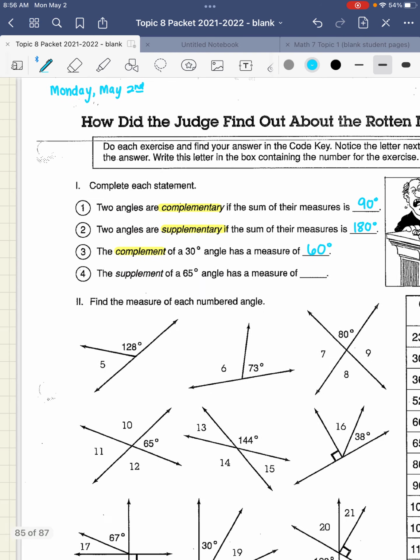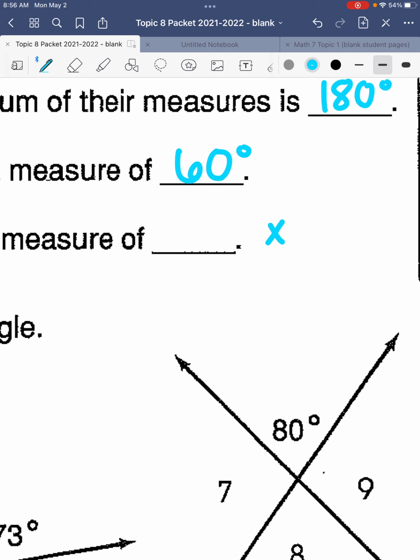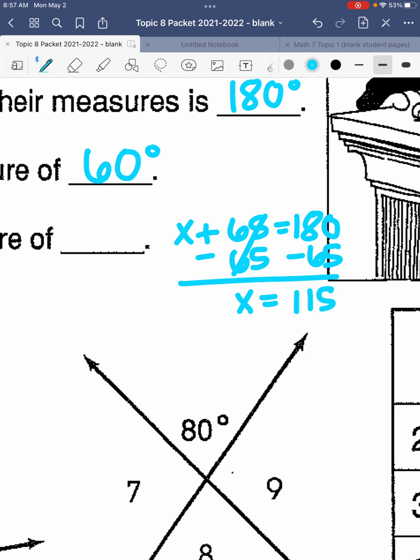So 60 degrees is my answer. Now, number 4 is very similar. We're talking about the supplement of a 65-degree angle. So hopefully you see that word supplement and think supplementary. These two angles must add up to be 180 degrees. So we've got one angle that's 65, one angle that we don't know. So I could say x plus 65 equals 180 degrees. How do I get that x by itself? Well, I subtract 65 on both sides. So 180 minus 65 is going to be 115.